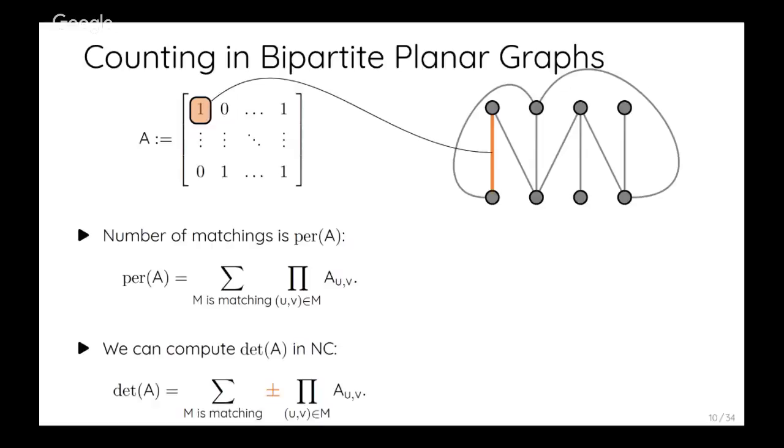And there is a similar quantity to the permanent that we can always efficiently compute, and that's the determinant. There is a superficial similarity between the determinant and the permanent in that you're summing over the same terms in both, but in the determinant, all of the terms appear with either a plus sign or a minus sign. So there could be cancellations here, right?